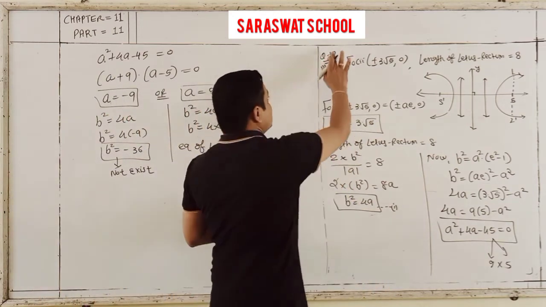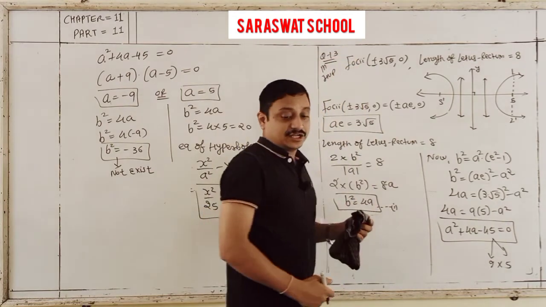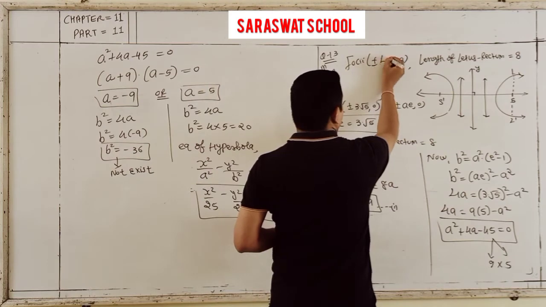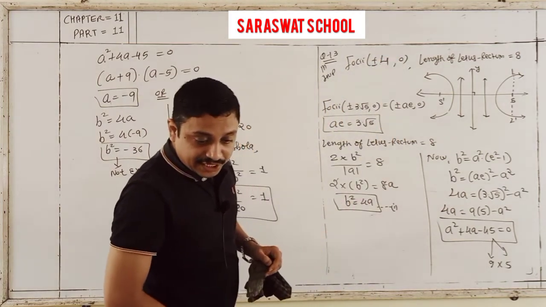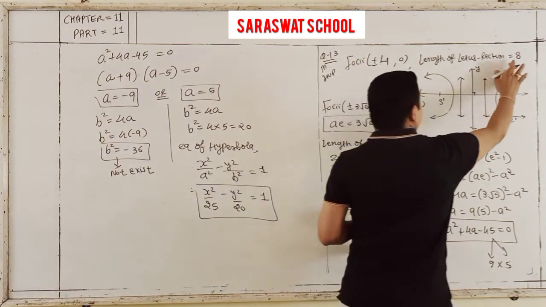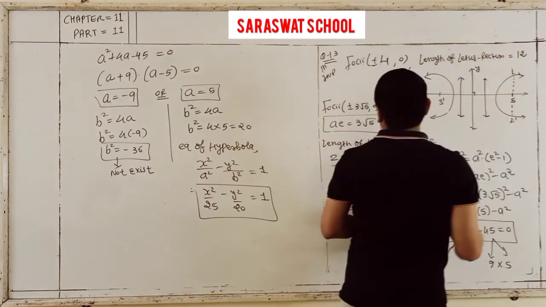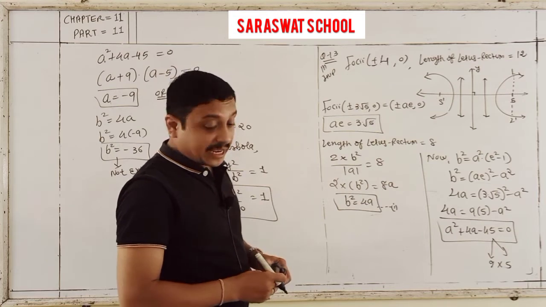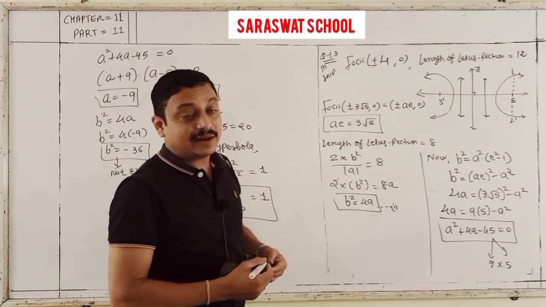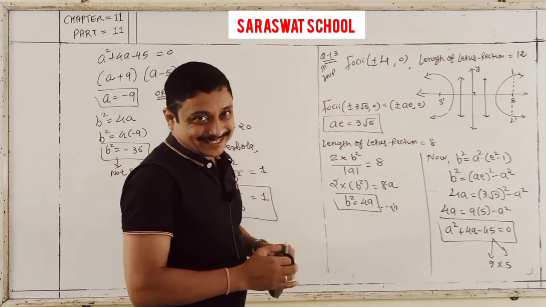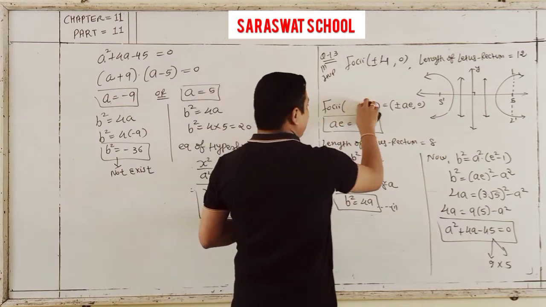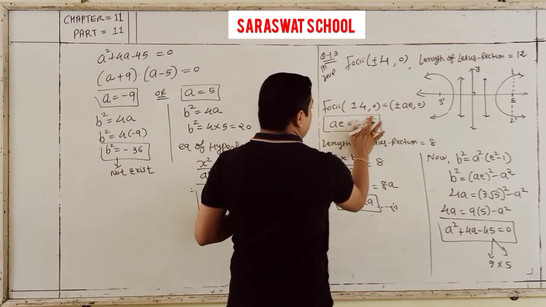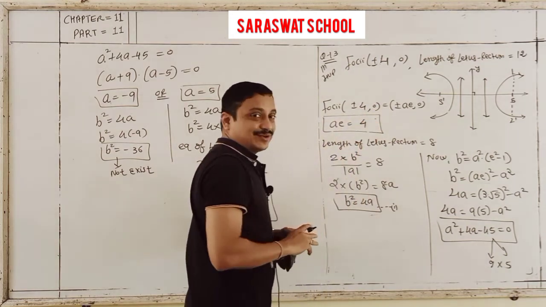Yes, this is also one of the most important questions. In question 13, the focus is given as plus or minus 4, and the length of latus rectum is 12. Again I repeat, question 13: the focus is plus or minus 4 and the length of latus rectum is 12. Students, again the focus is on the x-axis, the formula is the same, only this I change, it is plus or minus 4, a becomes plus or minus 4, numerical same.